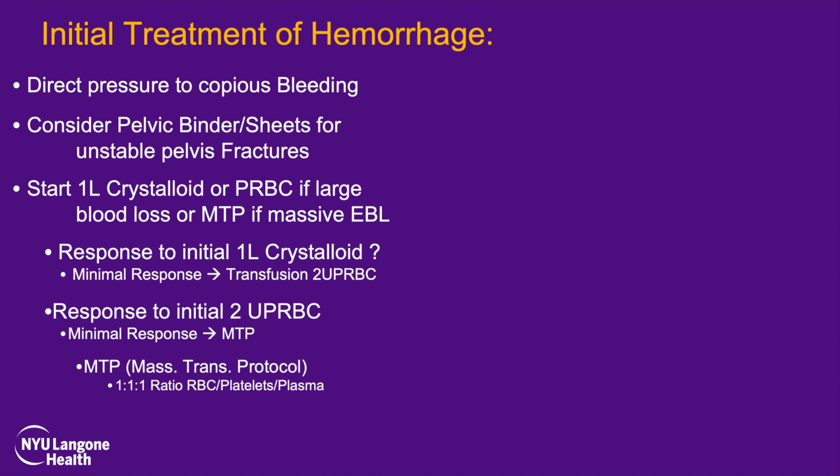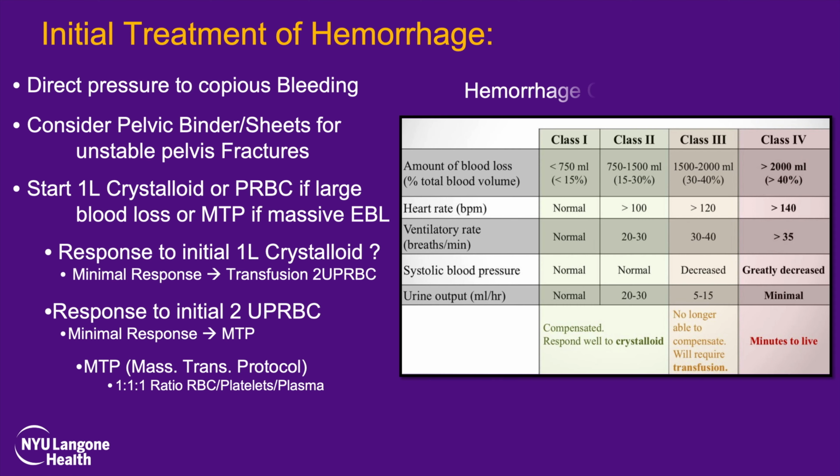If they respond minimally, they're going to get a transfusion before we even know there's blood loss. If there's obviously a lot of blood loss, we're going to start to give blood, not crystalloid. And if there's a minimal response to packed blood cells, then we're going to institute a mass transfusion protocol, which is essentially a 1-to-1-to-1 ratio of RBCs to platelets to plasma. So depending on what the patient's needs are and what your assessment is on first triage, you'd start with either crystalloid, blood, or mass transfusion protocol.